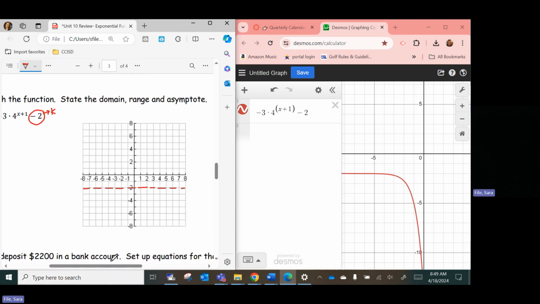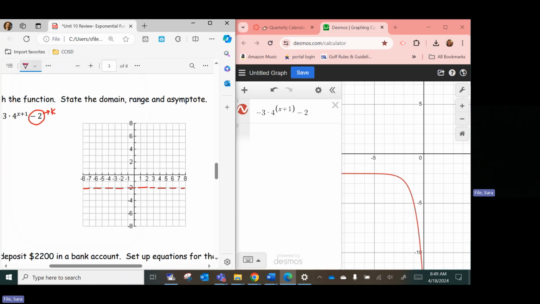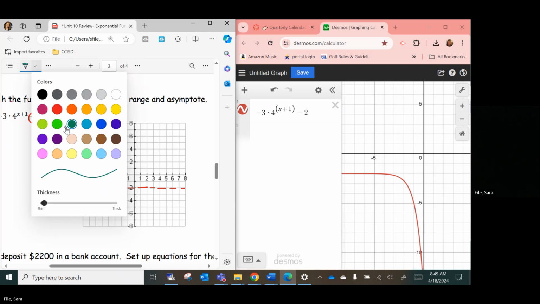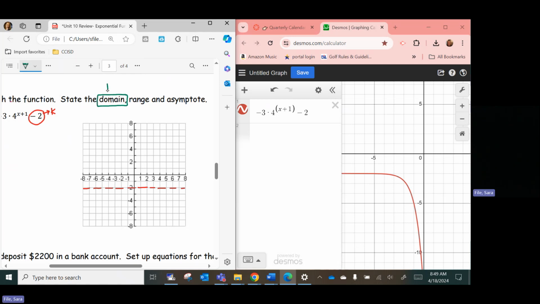Now I can answer this domain question without even looking at the graph. What did we say? The domain of all exponentials is all real numbers. Or you can write it as -infinity to +infinity with parentheses for interval notation. If you have an exponential equation, your domain is going to be all real numbers.